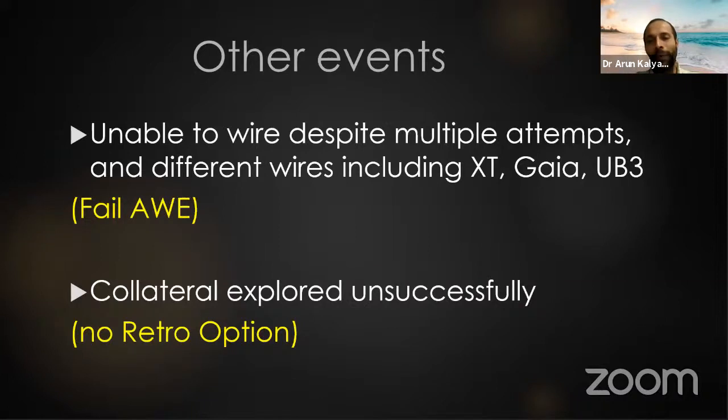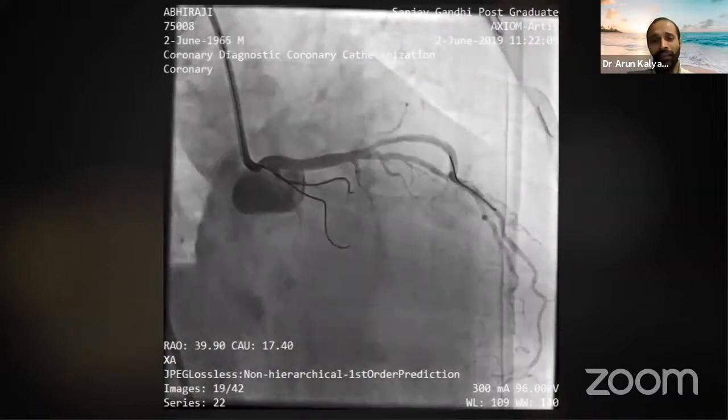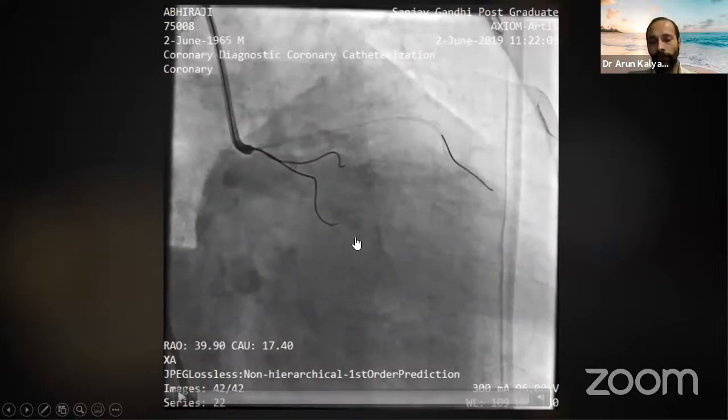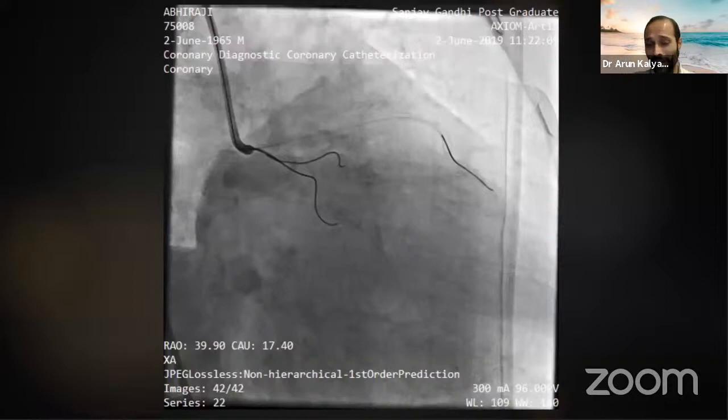So a long time has passed. We've been trying to wire antegrade, and there was no antegrade option. And at this point, wire escalation is clearly failing. And then we explored some collaterals. There really was no retrograde option. So as you can see, here's the wire. We were nowhere close to the circumflex. And the problem was, with all these attempts, we were losing visualization. So already the distal landing zone was not great, and now it's getting worse.